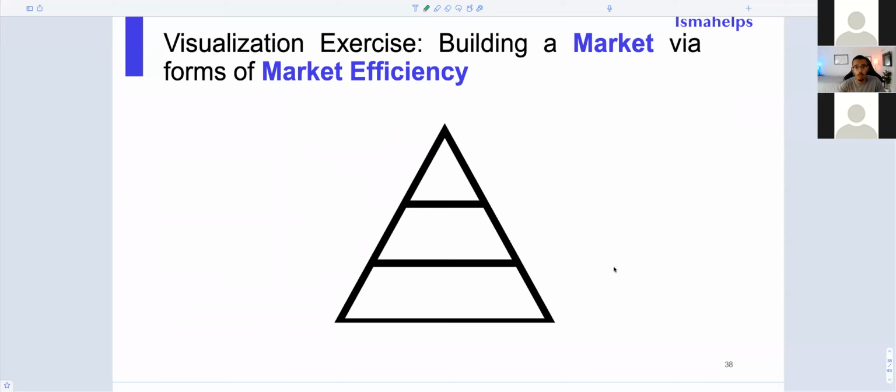The same thing with a pyramid. You cannot have a pyramid without its base, right? And you cannot have the peak of the pyramid without its base plus the supporting piece in the middle, okay? So the same idea is what I'm trying to apply to market efficiency.